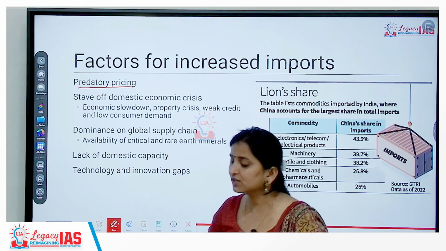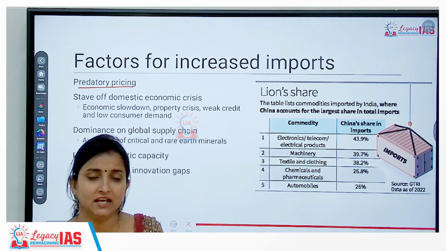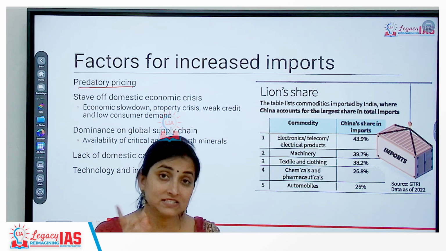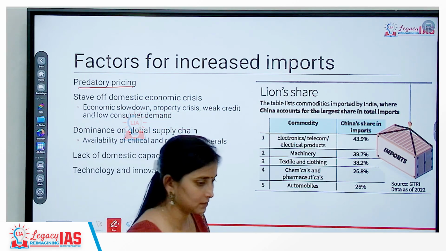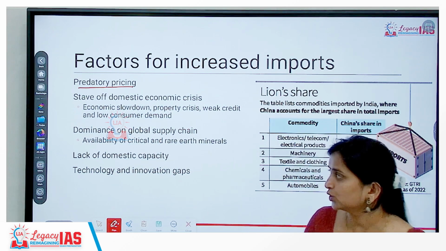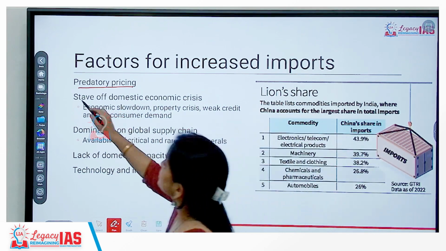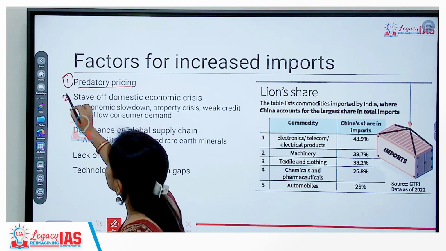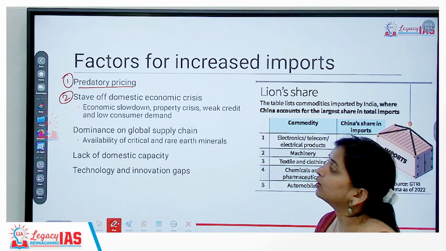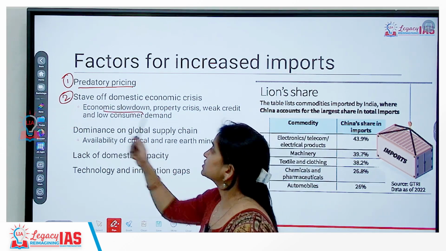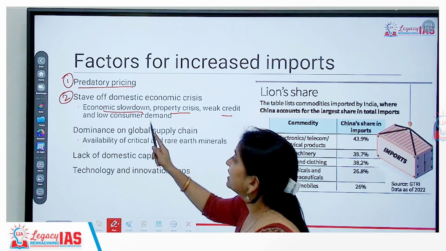And it is trying to ensure that it is reaching every hand. Once it reaches every hand, then it will try to surge the prices, okay? This is the predatory pricing which China currently is making use of. Second, China is trying to divert the attention of the public. Currently, China itself is suffering from an economic slowdown, okay? Crisis of property, weak credit and low consumer demand.